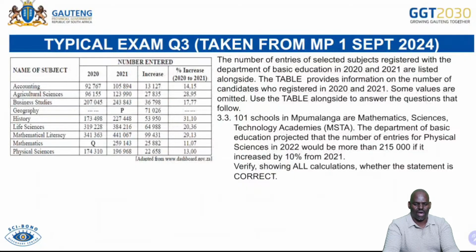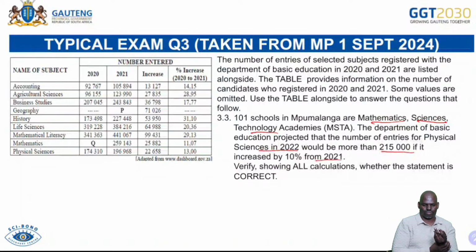Okay, then the next question is, 101 schools in Mpumalanga are mathematics, sciences, technology academies. The Department of Basic Education projected that the number of entries for physical sciences in 2022 would be more than 215,000 if it is increased by 10% from 2021. Verify, showing all calculations, whether the statement is correct.